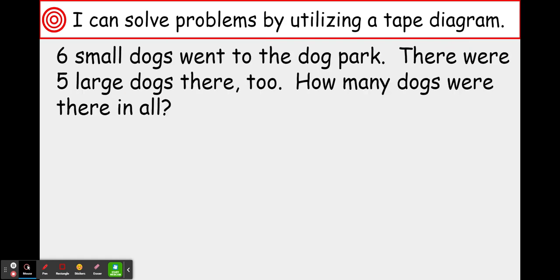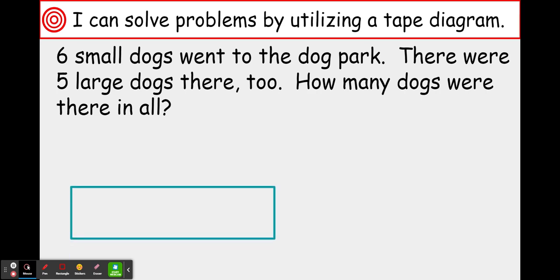6 small dogs went to the dog park. There were 5 large dogs there too. How many dogs were there in all? So I'm going to draw my tape diagram. I'm going to add the 6 small dogs. That's the number we're working with, 6. So I have 1, 2, 3, 4, 5, 6 dogs went to the park.